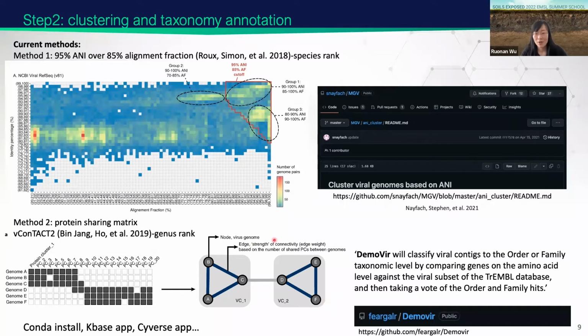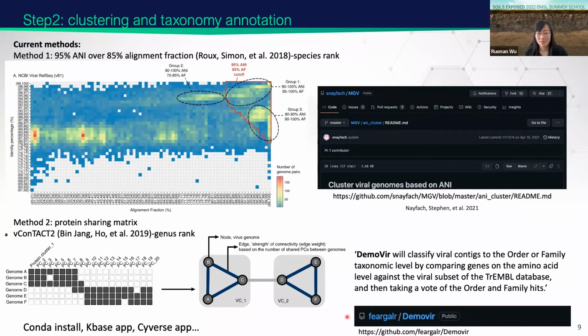vContact also includes reference viral genomes that you can cluster together with, and the team is constantly updating the reference network when more viral genomes become available. vContact 2 is also really easy to install with Conda, and also available at KBase and CyVerse as an app, so it's pretty handy to use.